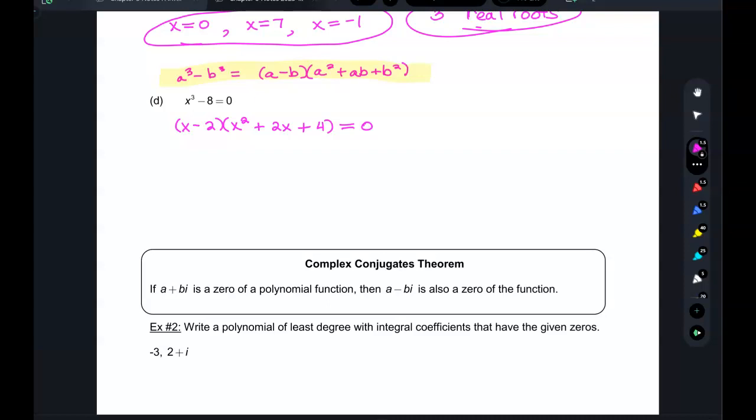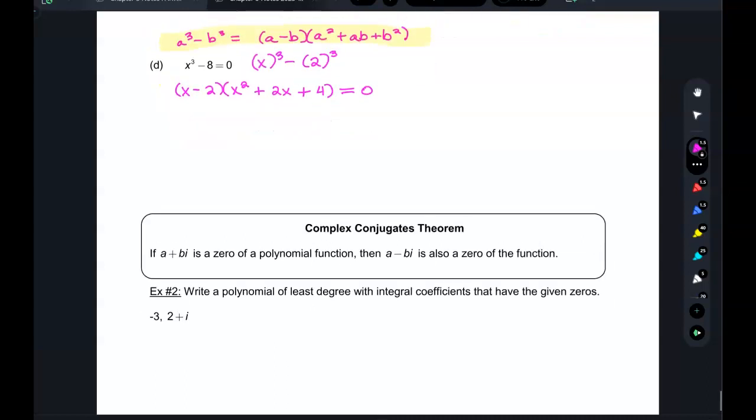Okay, so it's x to the third minus 2 to the third. Right, because 2 to the third is 8. So b is 2. So x minus 2, and then a squared, that would be x squared, plus ab, so that means multiplying these two together. So that's 2x. Plus b squared. So what's 2 squared? 4.